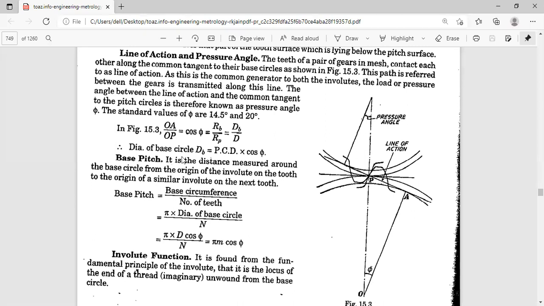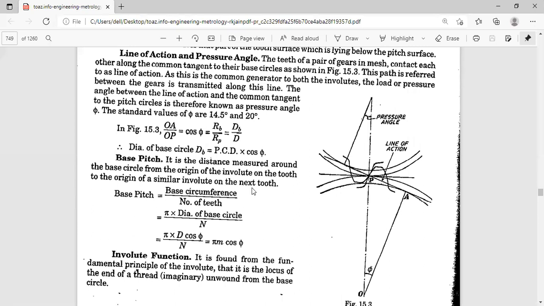So what is base pitch? Already we have seen. You can say it is a distance or arc distance, no problem, but mostly the arc distance will only be dealt with in the pitch circle. So you can simply say base pitch here: the distance measured around the base circle from the origin of the involute on one tooth to the origin of a similar involute on the next tooth. You may have some confusion with saying on the tooth, so instead of saying from the origin of the involute on one tooth to the origin of a similar involute on the next tooth.